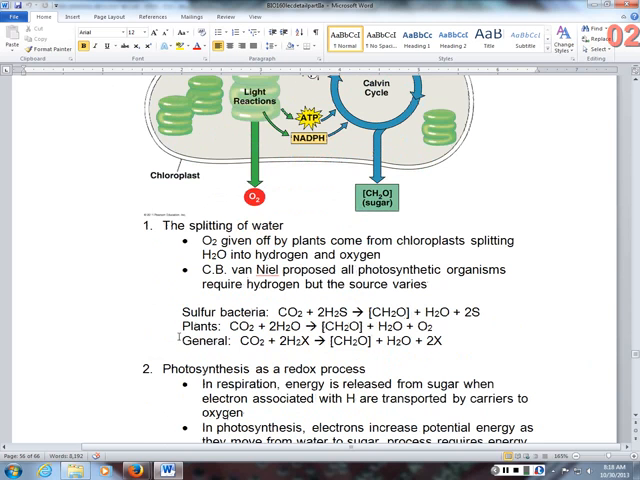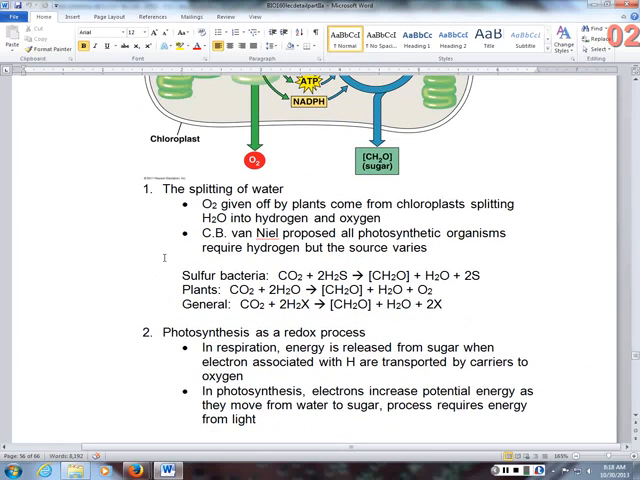So the start is going to require the splitting of water. Oxygen is given off from the plants when they split water into hydrogen and oxygen. That's why we get oxygen out of the plants. Basically, C.B. Van Niel proposed that all photosynthetic organisms require hydrogen. Water is the source of hydrogen for the plants. They're not using the oxygen, they just want the hydrogen from it.